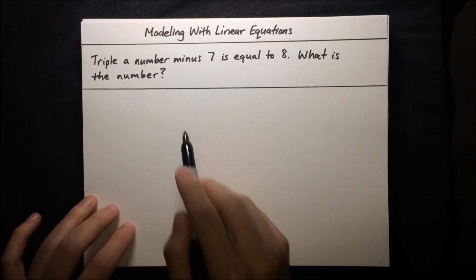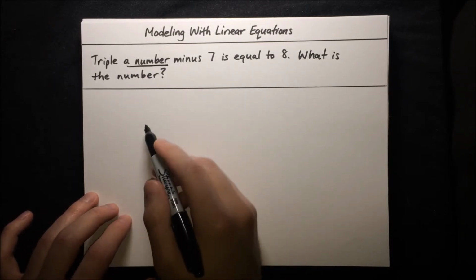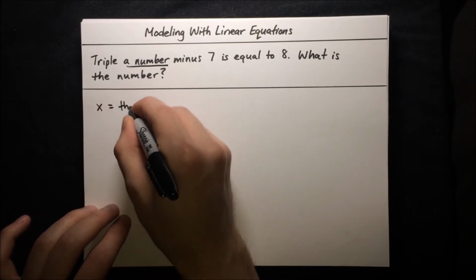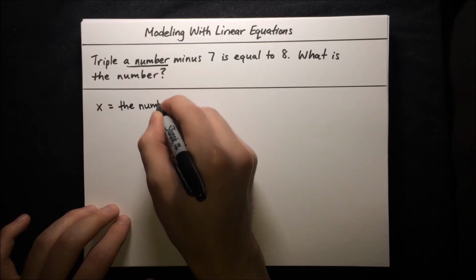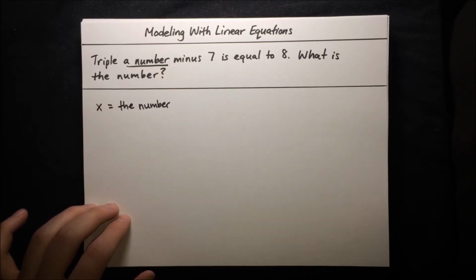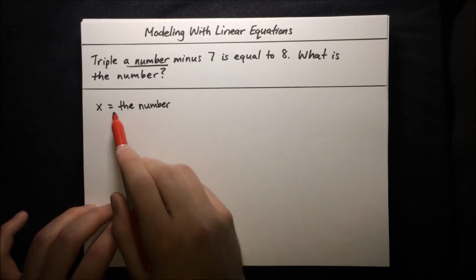So first of all, a number. Why don't we set x to be that number? X can be the number. So that's the thing that we want to solve for. So now let's set up an equation that we can use to solve for x.